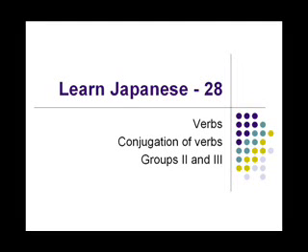Welcome to Learn Japanese lesson number 28. In this lesson, I will be dealing with verbs. I will discuss conjugation of verbs. There are three groups of verbs for conjugation. Groups 2 and 3 are the ones I will be discussing in this lesson. The group 1 conjugation algorithm will be discussed in the next lesson.